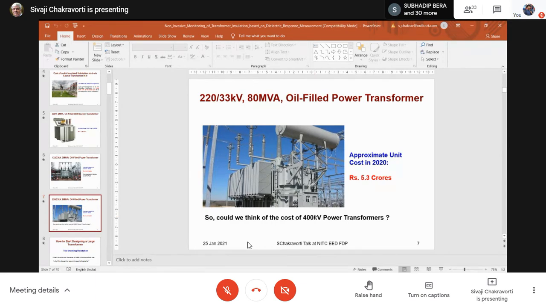Now just think of it. That is one 400 kV transformer, and we have 400 kV lines, right? A lot of 400 kV lines. So we need 400 kV transformers. And it costs 8 to 10 crores, one transformer. I think you didn't have that idea, right? That amount of cost involved.